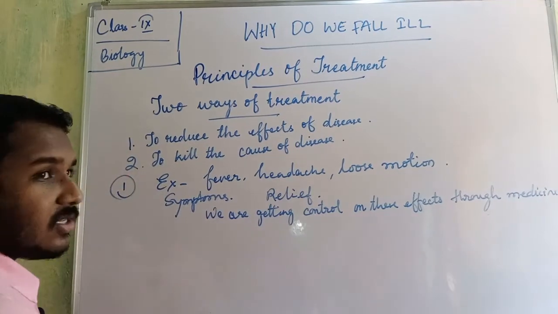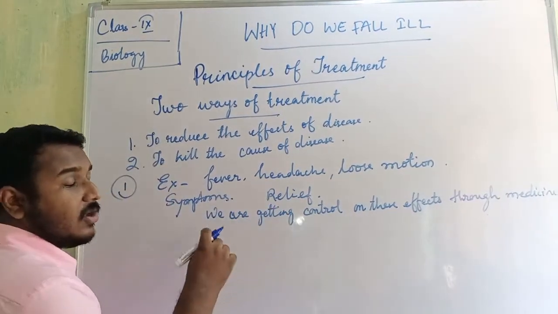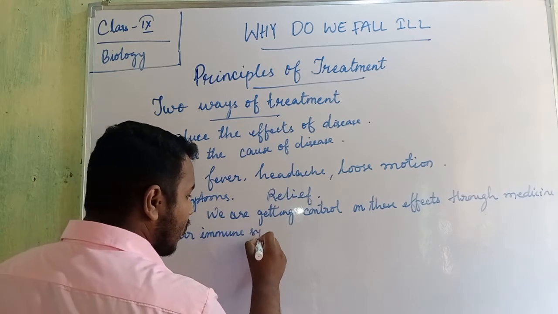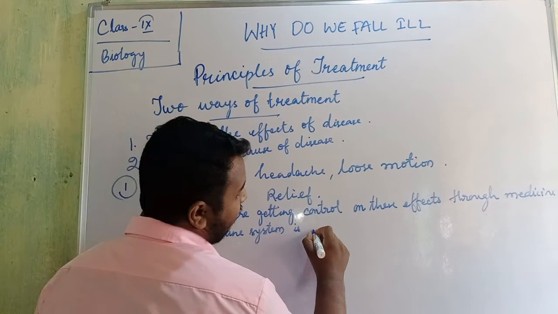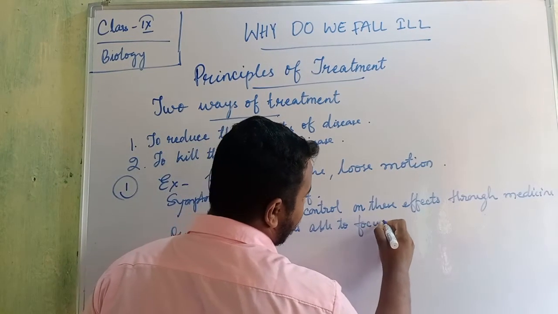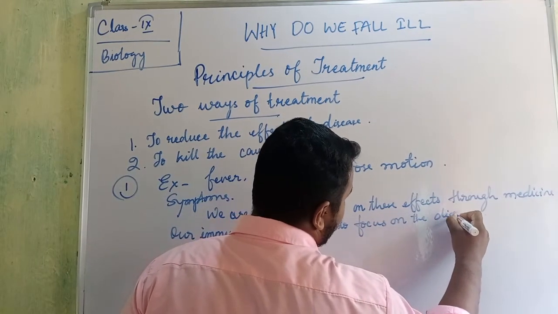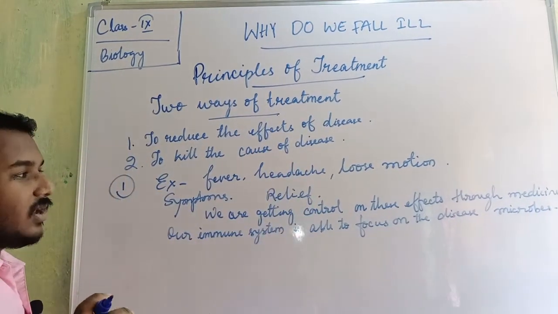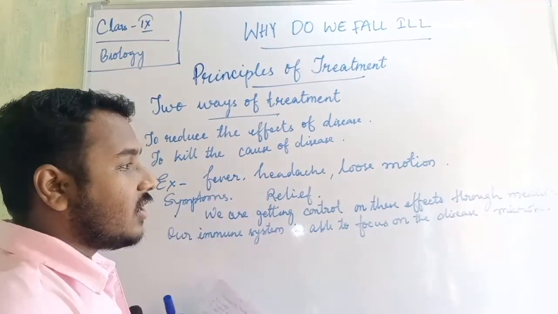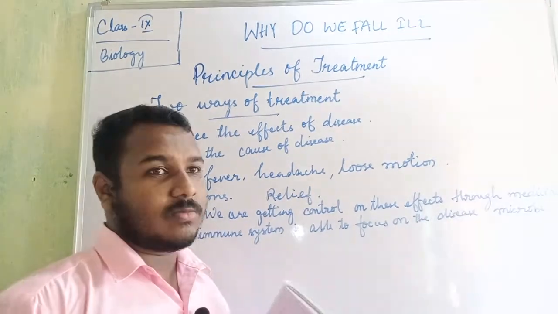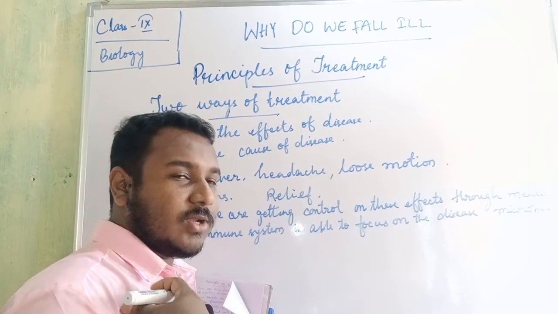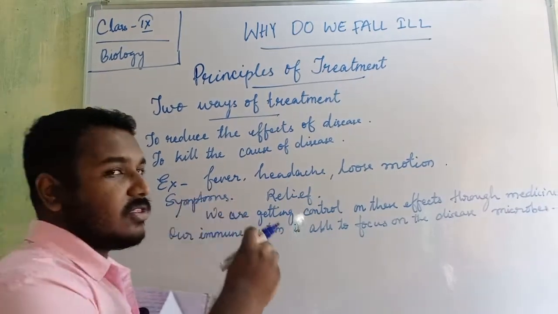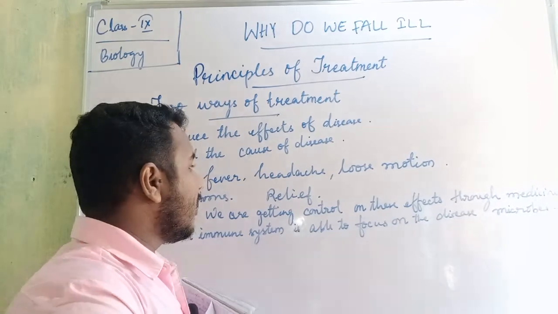Okay, now what is the necessary thing? The necessary thing is, when we are getting control over the effects, then our immune system is able to focus on the disease microbes. Okay, this is the normal thing. Means for the normal effects we are taking medicine so that our immune system can focus on the microbe. How? When fever is there, we take medicine so that fever goes down, and our immune system comes and acts on these diseases. Okay, so this is the first type.